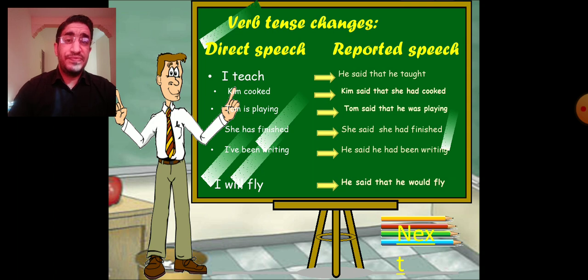And for the future, we normally change the modal will to would. I will fly. He said that he would fly. And of course, the modals are always followed by the infinitive. So we don't change the verb, because after the modal we use the infinitive.